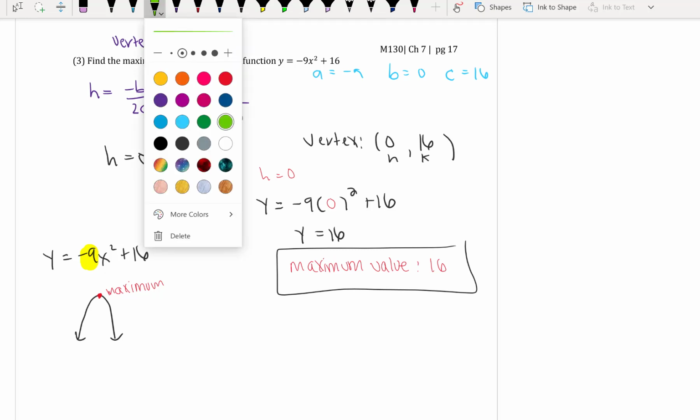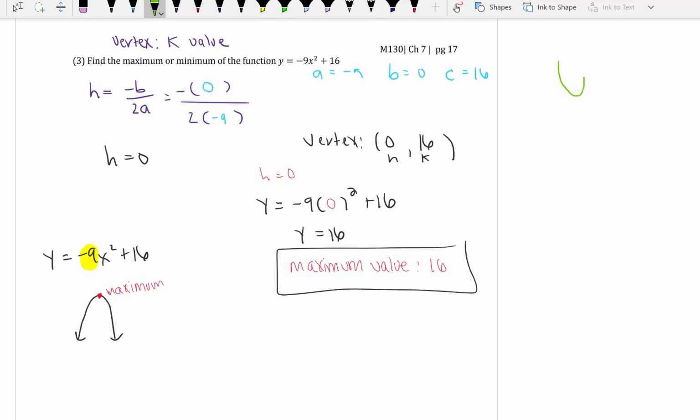And just over to the side, in case you were wondering, if I were to have a positive parabola, then this vertex here would have been a minimum. So it just depends whether or not you have a happy positive parabola or a sad negative parabola to determine whether or not you have a maximum or a minimum.